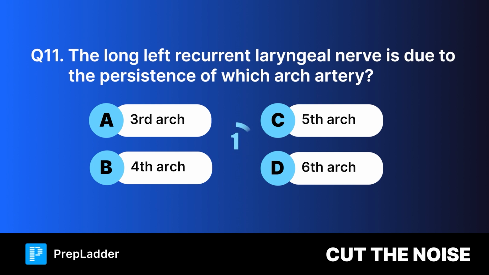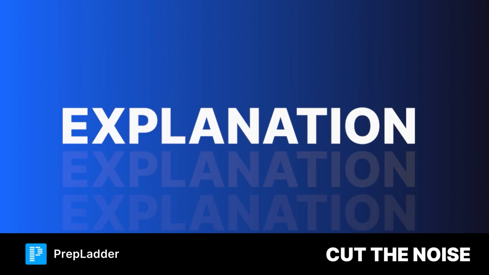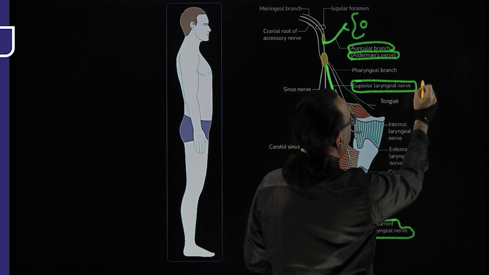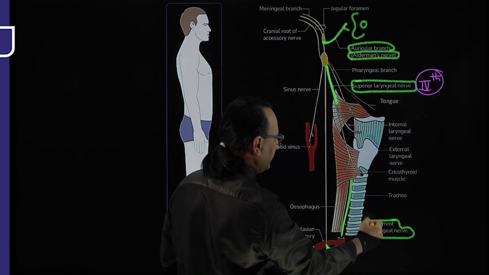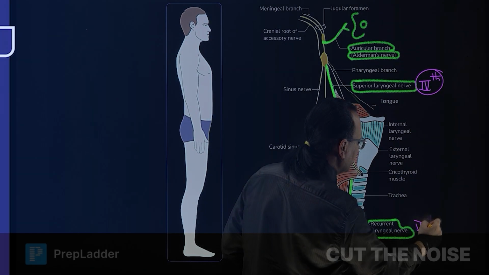And the correct answer is 6th arch. Here's the explanation. Superior laryngeal nerve is the nerve of 4th pharyngeal arch, whereas recurrent laryngeal nerve is the nerve of 6th pharyngeal arch. Question 12.